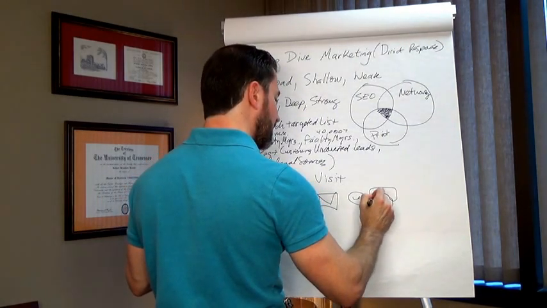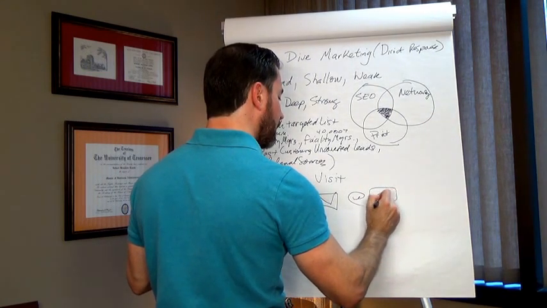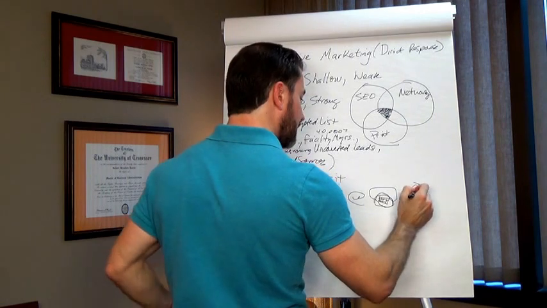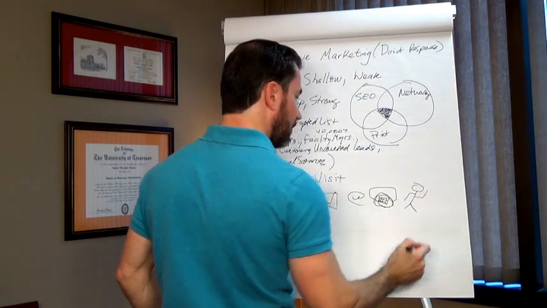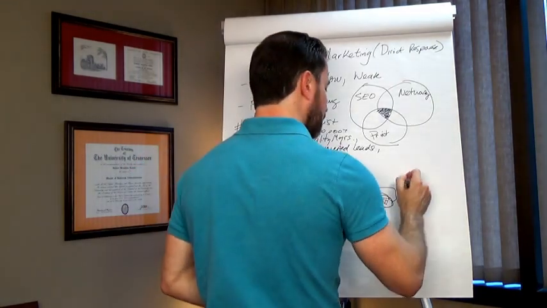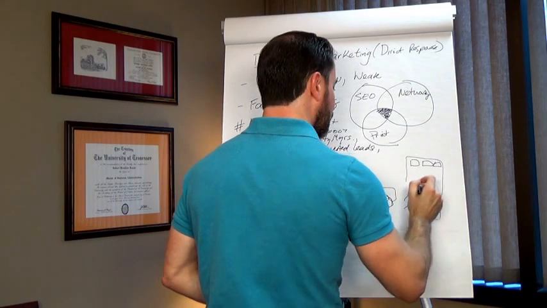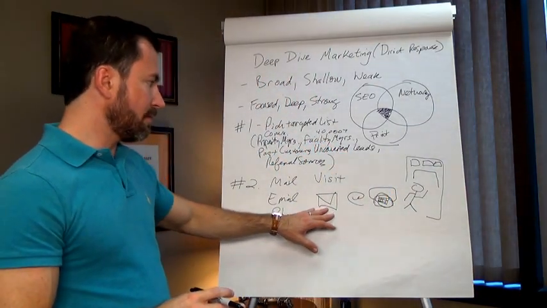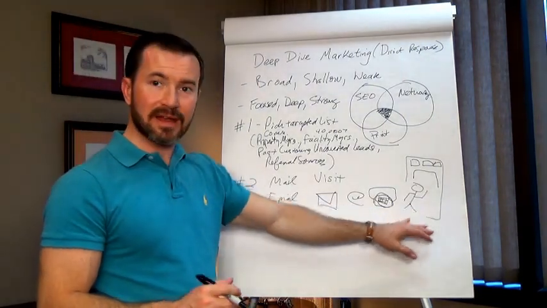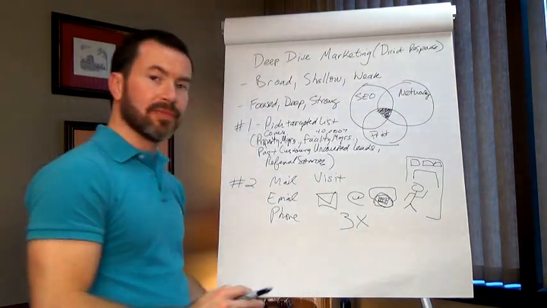Let me draw a phone here. That's a terrible phone, isn't it? We're going to call them on the phone, and then we are going to personally go and see them in their office building. Okay? So we're going to mail them, email them, call them, and do that, and then we're going to repeat this process 3 times. Okay?